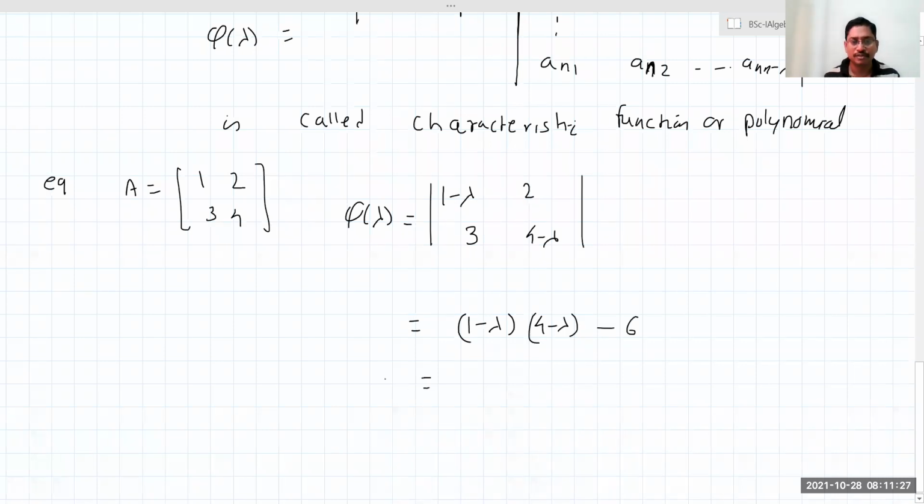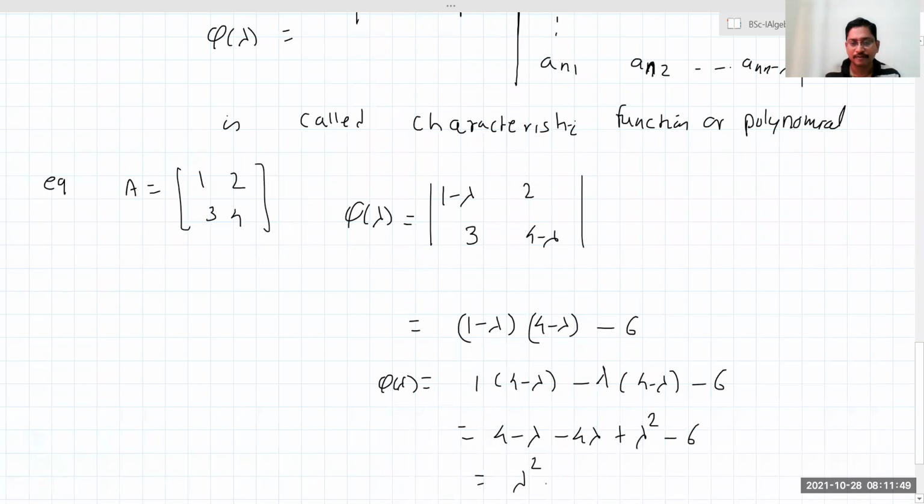So what is the solution of this? 1 multiplied by 4 minus lambda, minus lambda multiplied by 4 minus lambda, and minus 6. So it is 4 minus lambda minus 4 lambda plus lambda square minus 6. So what equation do you get? Lambda square minus 5 lambda, and minus 6 plus 4, it is minus 2, sorry, it is minus 2. So this is the characteristic polynomial.